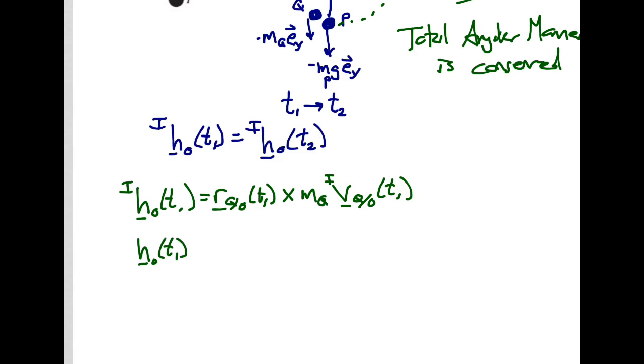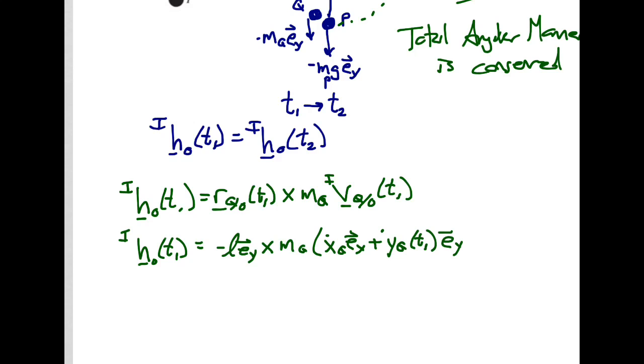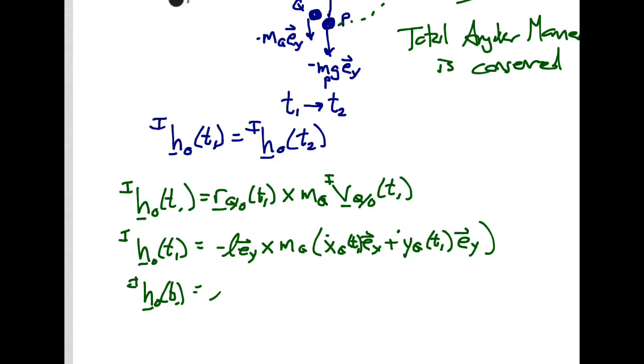Total angular momentum at time 1 is equal to negative L in the EY direction crossed with MQ, and then the velocity using Cartesian coordinates is x dot q in the ex direction plus y dot q in the ey direction. These are both for time 1. And then when we take our cross product, we get L, the mass of q, multiplied times x dot q at time 1 in the ez direction.